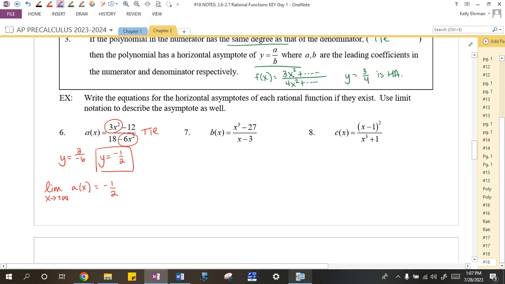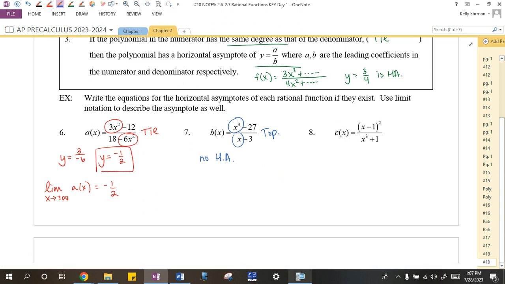All right, what about the next one? We have x cubed minus 27 over x minus 3. And even though I could do a bit of factoring and simplify this, I don't need to. This is top heavy. And if it's top heavy, there is no horizontal asymptote. It doesn't mean you can't graph the thing. It just means it doesn't level out.